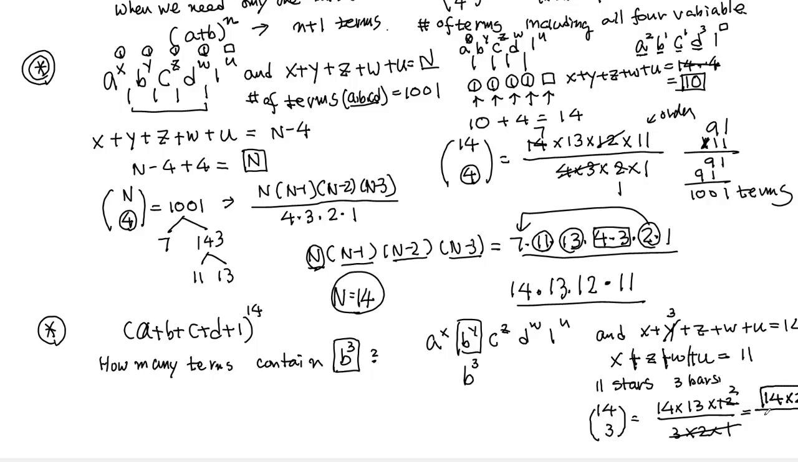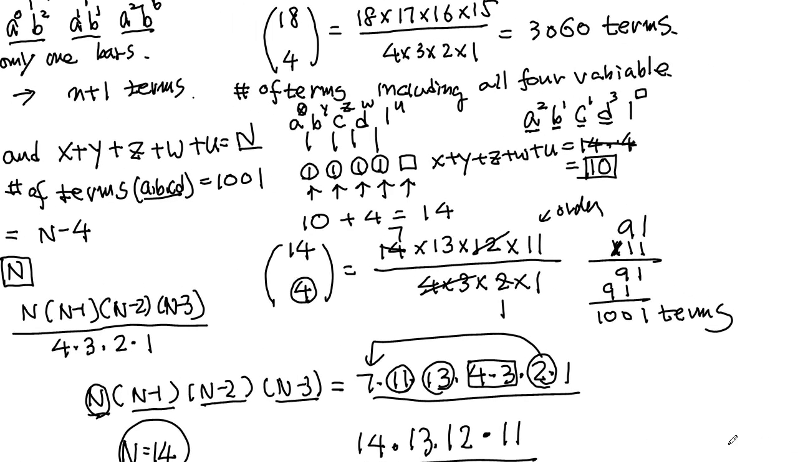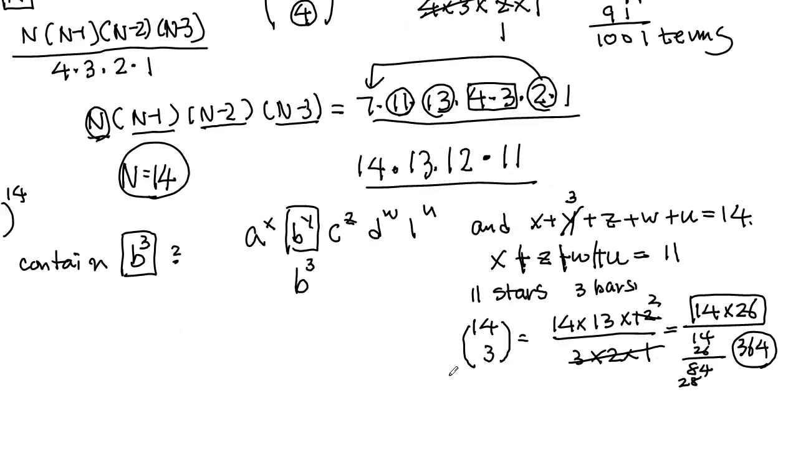Okay, look at this. So 14 times 26 is how much? 364, right? So actually 364 terms. Actually, in total, just before we finish, this is 30,060 terms. Out of these 30,060 terms, only 364 terms contain this, b cubed. For a, it doesn't matter. For c, doesn't matter. For d, doesn't matter. For 1, doesn't matter. Only these terms, 364 terms. You can change the number of the y exponent, right?